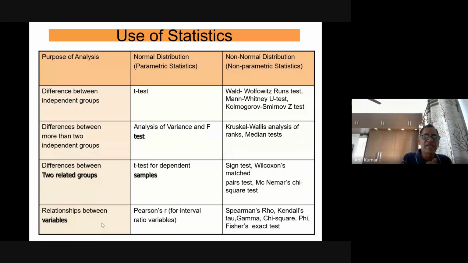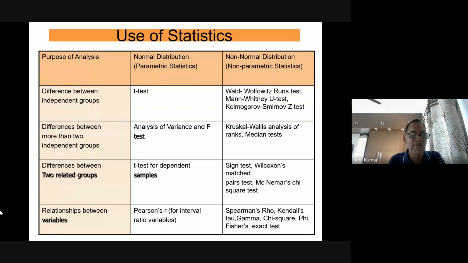Just to summarize, depending upon the purpose of analysis, you should go for parametric or non-parametric statistics, and how to select between them depends on the distribution and nature of the data you have. For some examples, when your concern is to find the difference between independent groups and your data allows parametric statistics, go for the t-test.